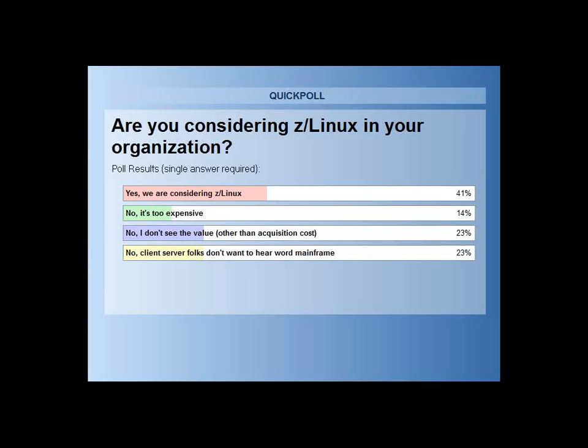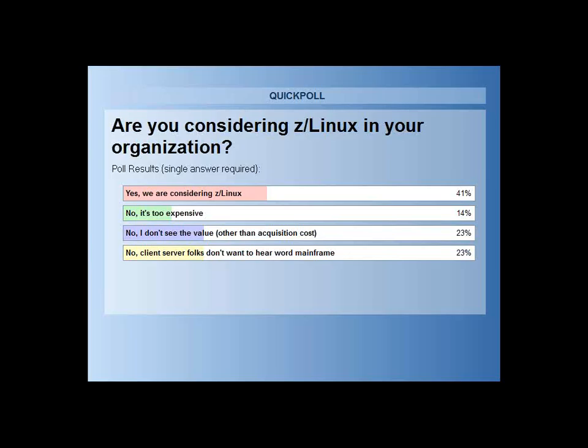Okay, that sounds good. And I believe we've also put up the next polling question, and I believe we have some responses coming back. The question was, are you considering Linux in your organization? Overwhelmingly, we have 41% of the people listening in today, Jeff, saying they're going in that direction. We have a few folks that are saying they don't see the value, and a few folks that don't want to hear about it, that they want to hear about client server, not the word mainframe. We have 23% there. So what do you think about these results?